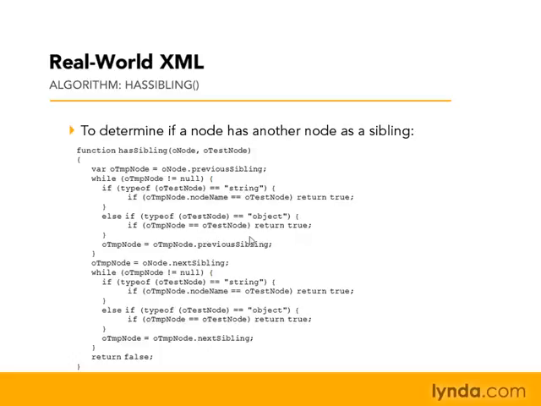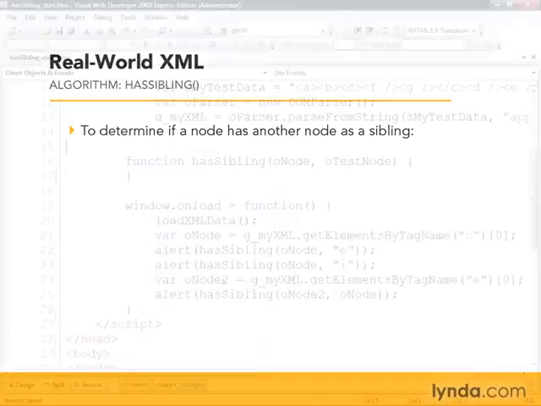If we don't have a match, then we simply get the previous sibling. And this will eventually become null if we run out of siblings and we have no matches, which will cause oTempNode to be null, and then this while loop will fall through. When that happens, we look the other way. We start looking at next siblings. Now we're going to search to the right, and the whole process starts all over again. Okay, so let's look at this in the code and see how it works.